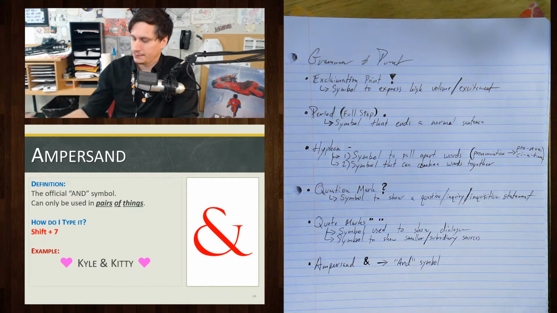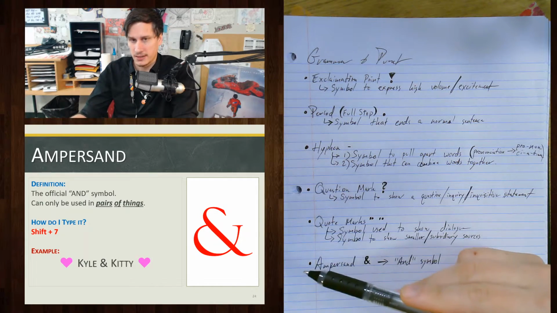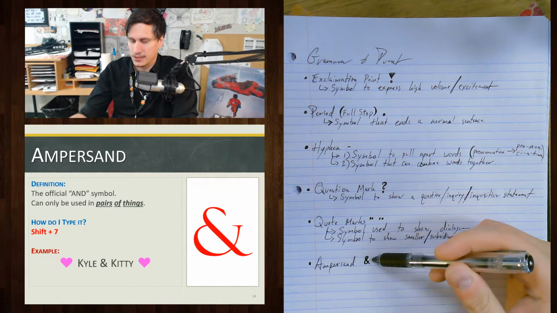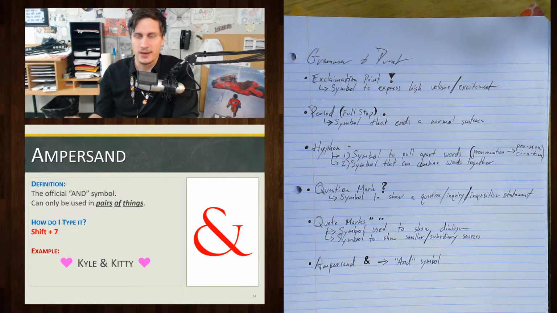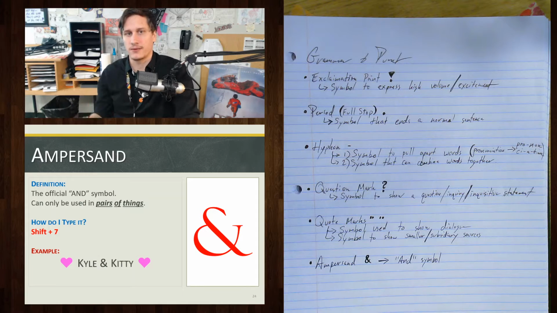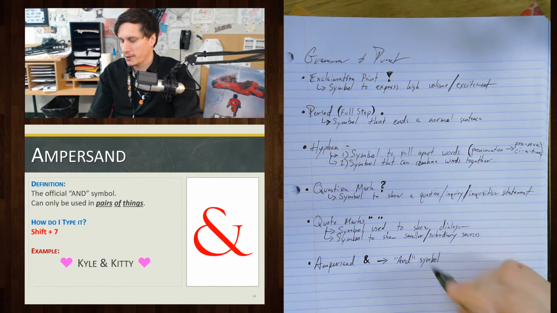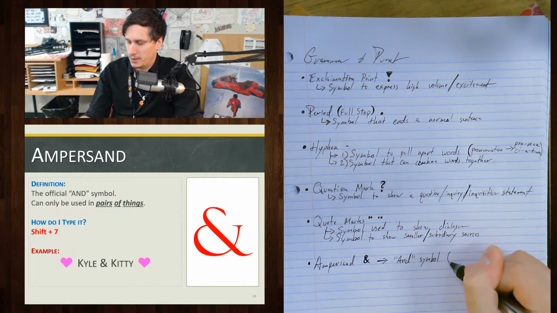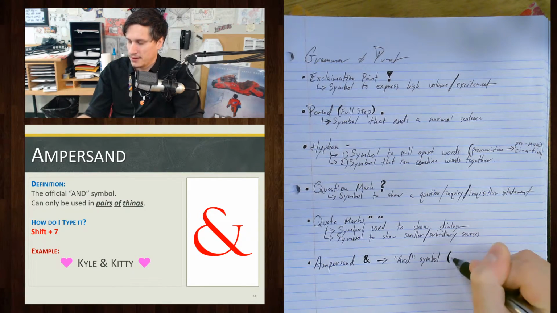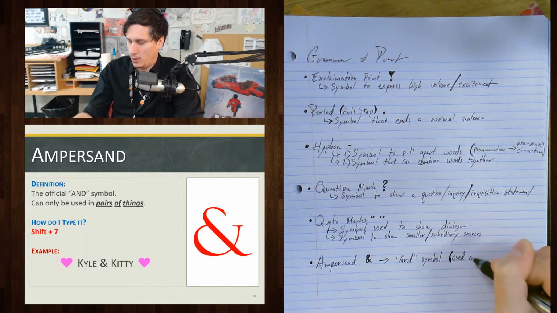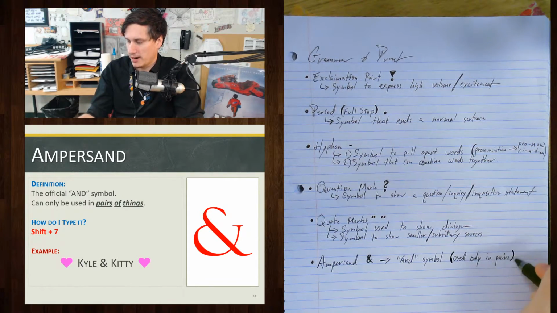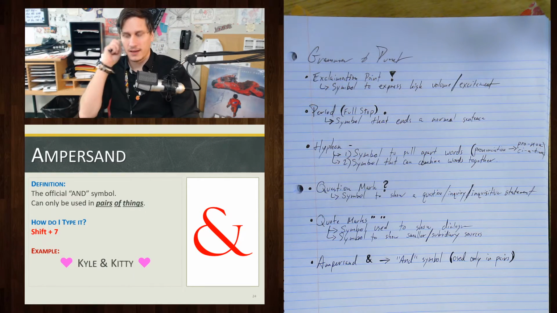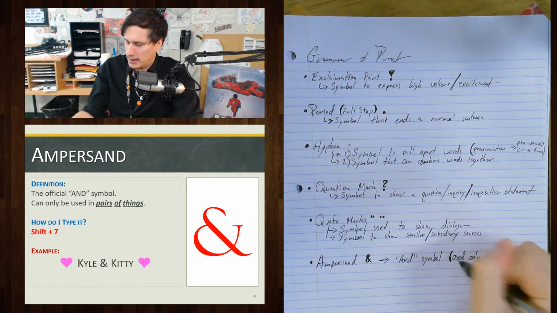See what I mean? Now notice how, if you look at the PowerPoint slide, I drew the ampersand the good old-fashioned way. Oh yeah, by the way, how do you type it? You do Shift 7. You hold down the Shift key and you hit 7 if you have a normal keyboard. It's the and symbol. I'm going to put in parentheses, sorry, I forgot about this: used only in pairs. Okay, so there we go.